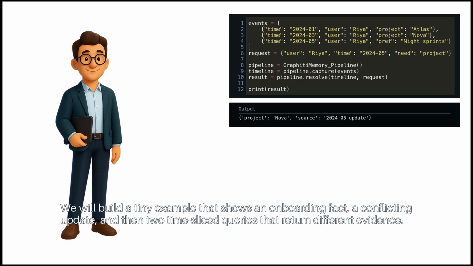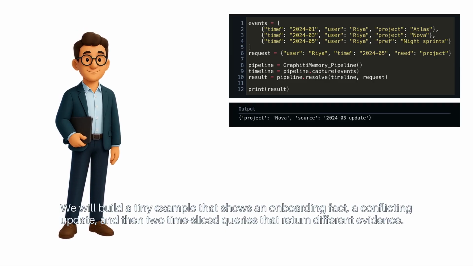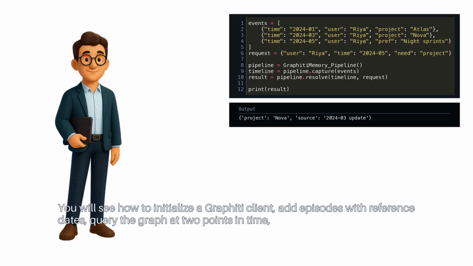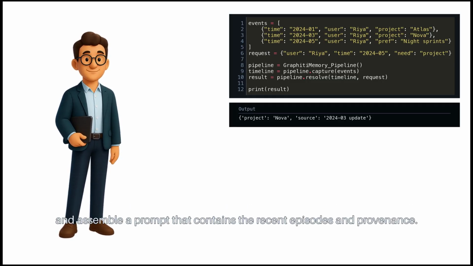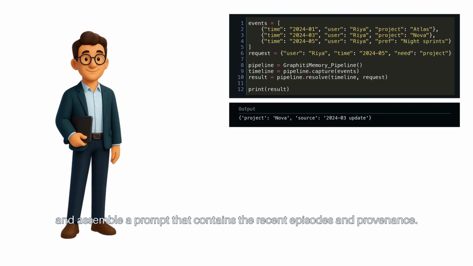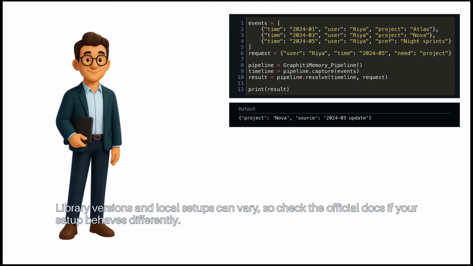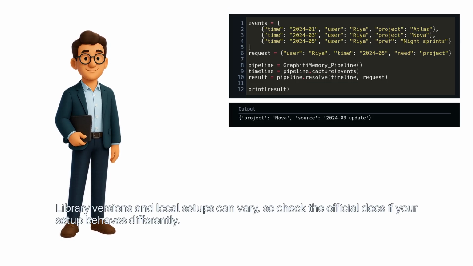We will build a tiny example that shows an onboarding fact, a conflicting update, and then two time-sliced queries that return different evidence. You will see how to initialize a Graphiti client, add episodes with reference dates, query the graph at two points in time, and assemble a prompt that contains the recent episodes and provenance. Quick note, this code is designed to teach the core idea clearly. Library versions and local setups can vary, so check the official docs if your setup behaves differently.